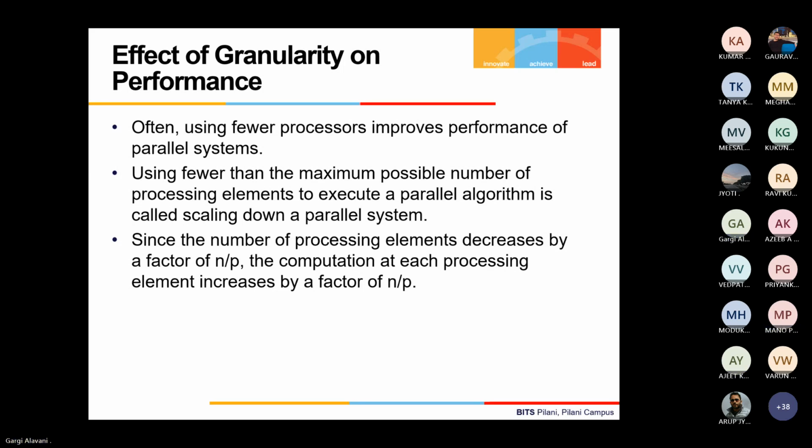Sometimes using fewer processes can improve the performance of parallel systems. For the same problem that we discussed last time, we can now see another version of solving it and see if we can make the solution cost optimal. In the last class we used n processors. Here we will use n by p processors, and we will try to divide the numbers also by a factor of n by p.